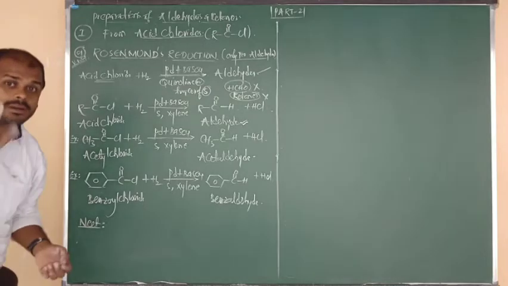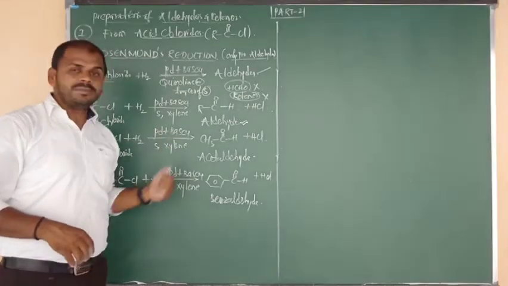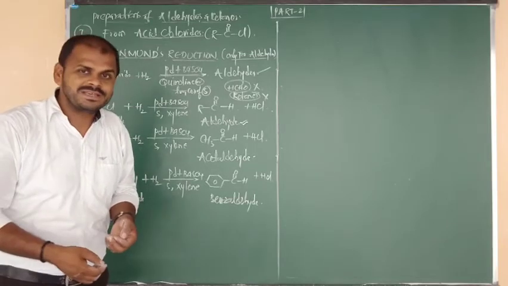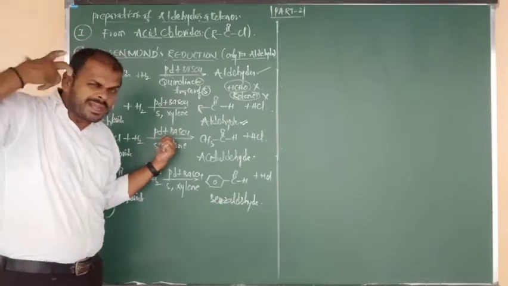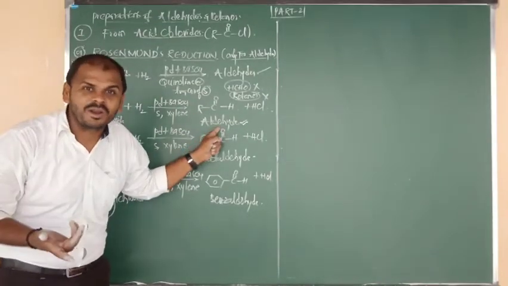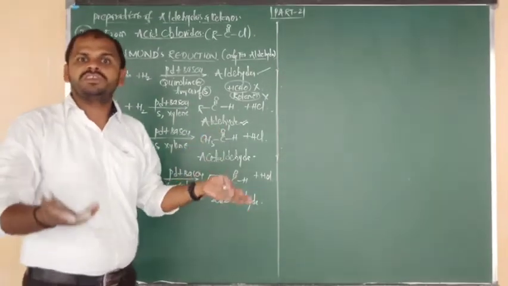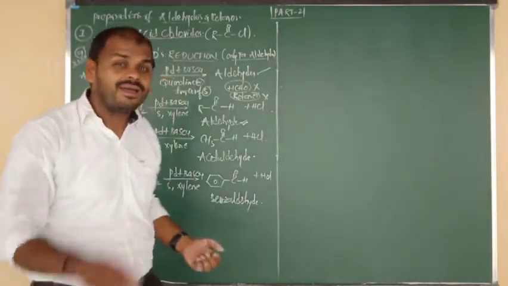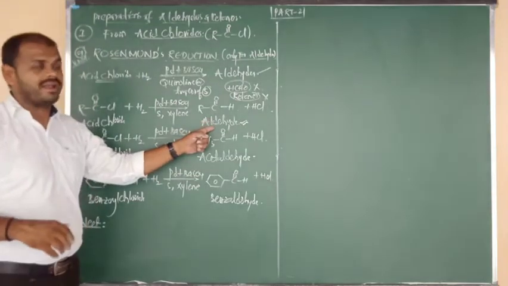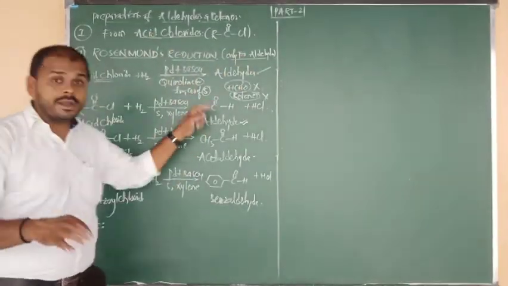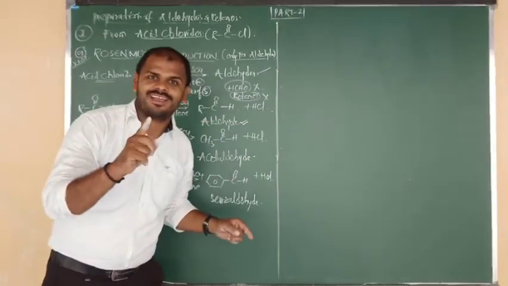Okay? But listen carefully. Pd plus BaSO4 is also one of the strongest reducing agents. Due to its strong reducing nature, the formed aldehyde can again undergo reduction. Aldehydes upon reduction change into primary alcohol. But do you want primary alcohol? No, beta. Here we want aldehyde. According to the Rosenmund method, we are preparing only aldehyde.